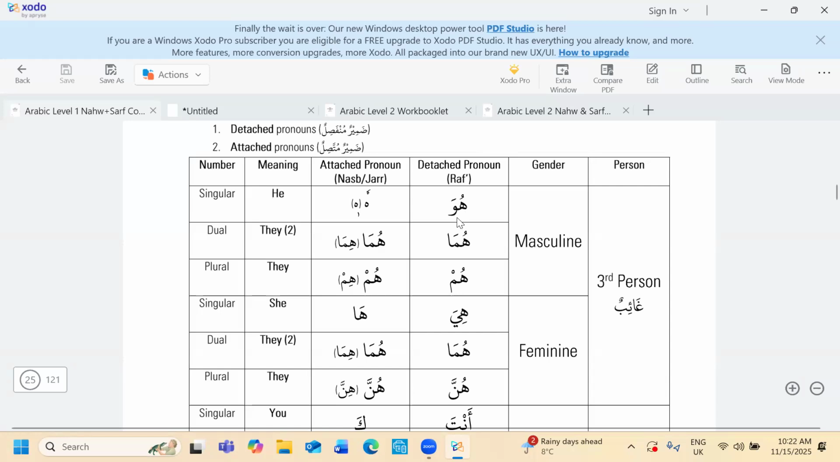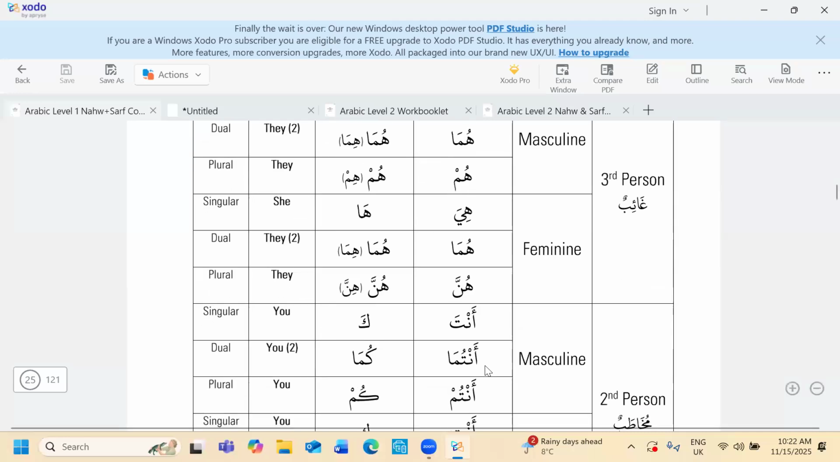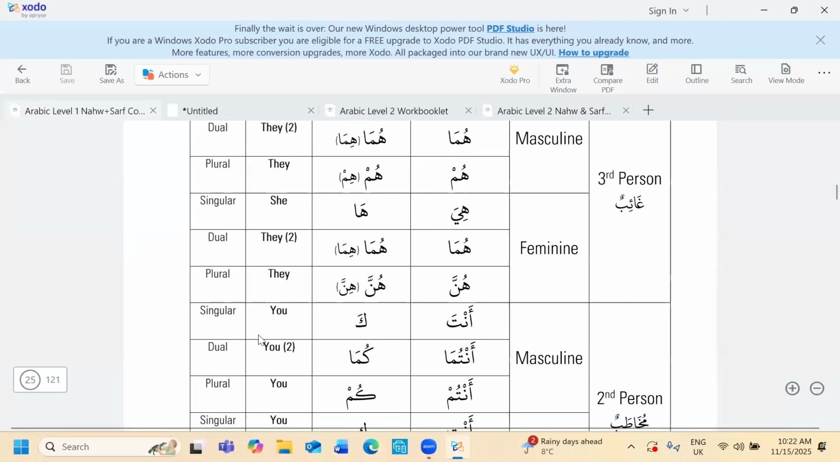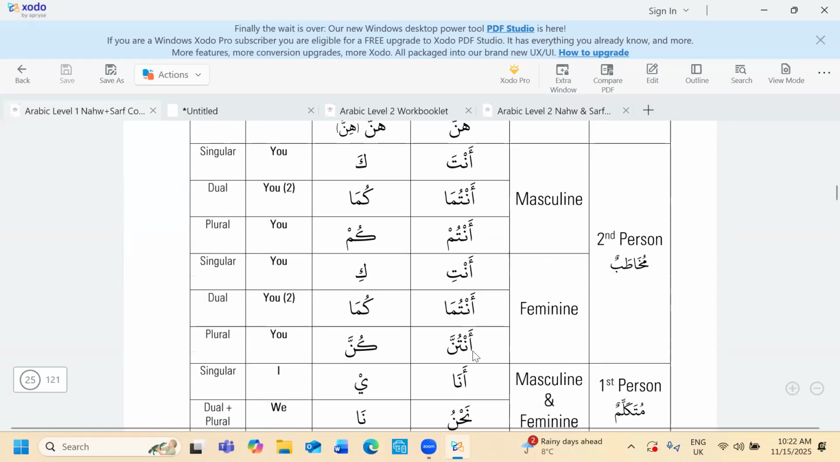So the meaning of huwa is he, huma is they, referring to two people, and hum is they but plural. Hiya is she, huma is they again for two, and hunna is they. Anta is you, antuma is both of you, antum is all of you. So when you see this alif, antuma, huma, you know it's referring to two. And then anti, antuma, antunna, ana means I.